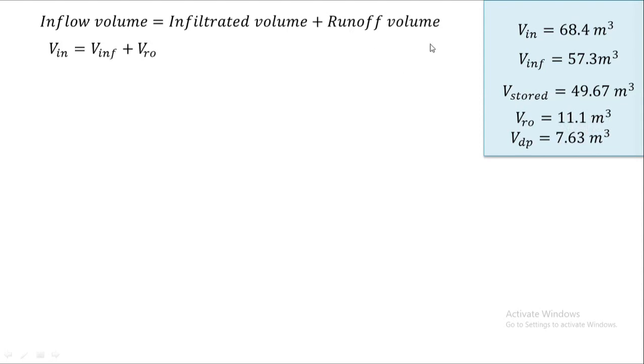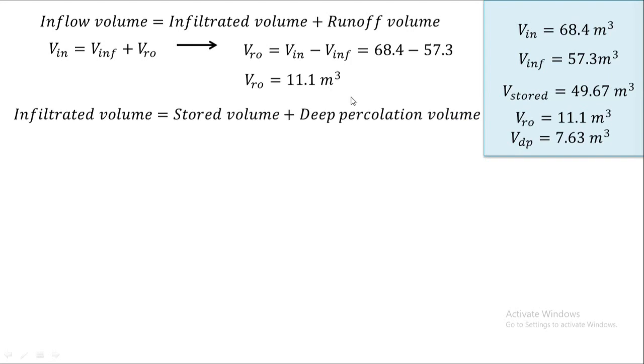Inflow volume is infiltrated volume plus runoff. Remember, the border is open at the end, so there will be some runoff volume. V in is equal to V infiltration plus V runoff. Therefore, the runoff volume will be equal to inflow volume minus infiltrated volume, which is 11.1 meter cube.